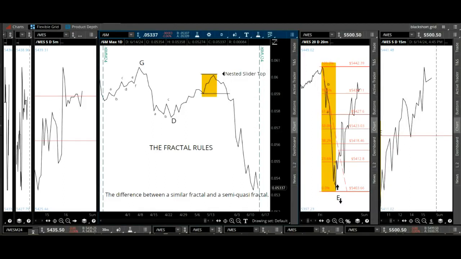Today we're looking at the microgrid for the Mexican peso. Now, a lot of people do ask me, how do you find the fractal, and what is a similar fractal and a semi-quasi fractal?